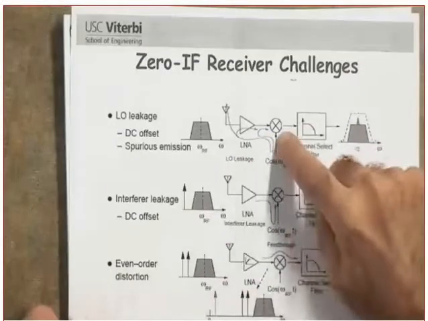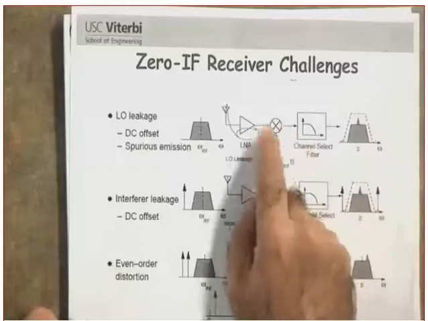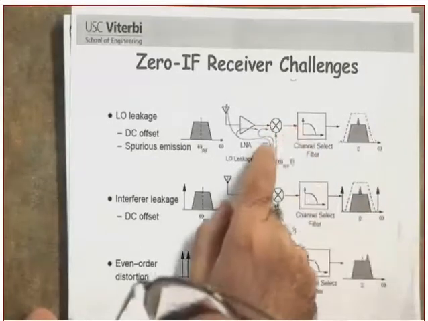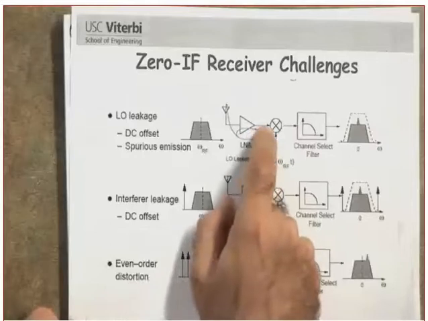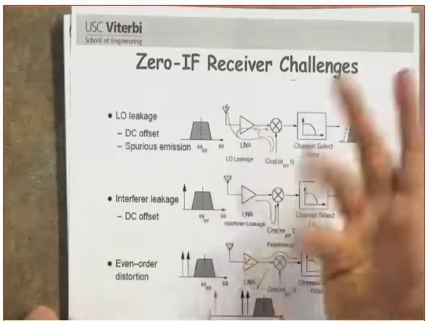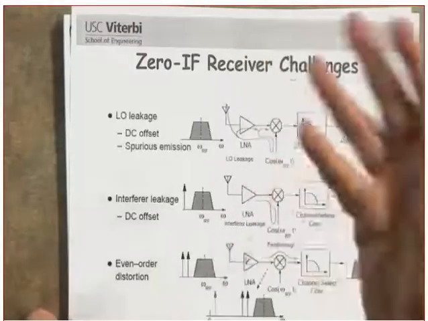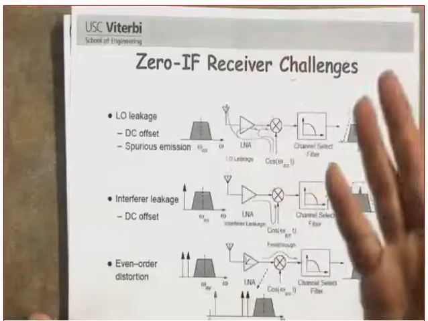Listen to me. By the way, how many ports does it have? It has 3 ports. What are they? The RF port, the local oscillator port, and the IF port. Is it possible that I get a leakage from the local oscillator port to the RF port? And then what will happen? It will mix with itself. What do you get by mixing a cosine with itself? You get a DC component.